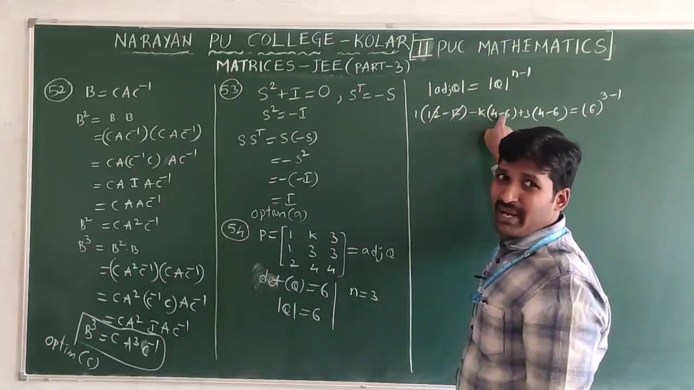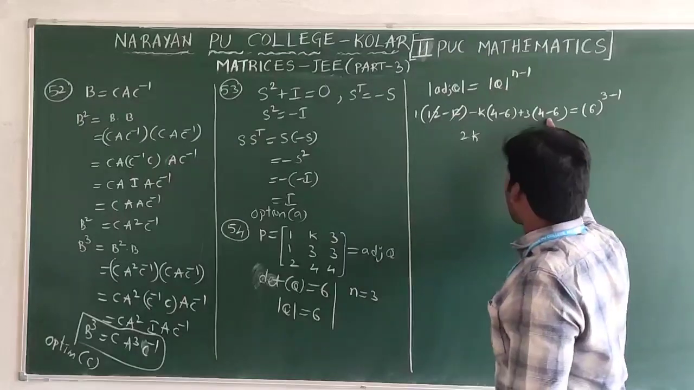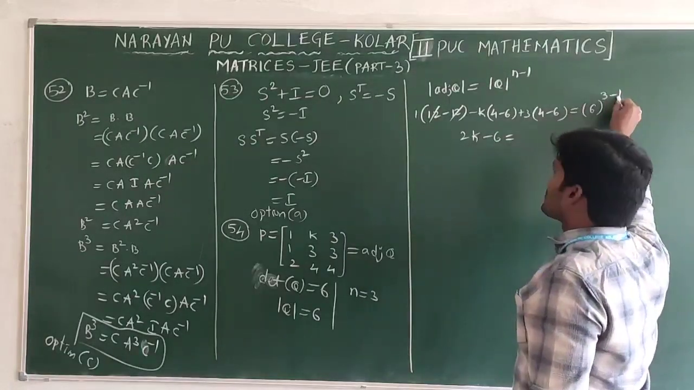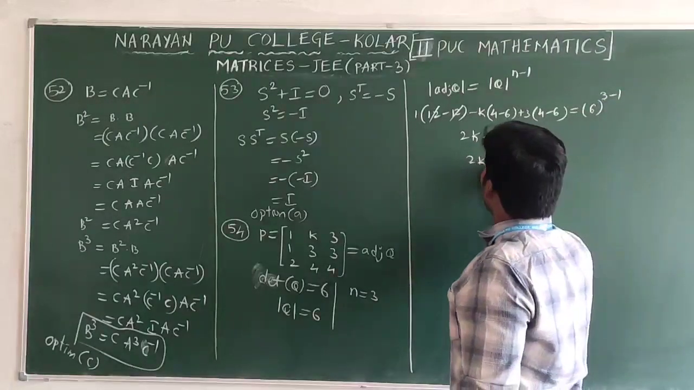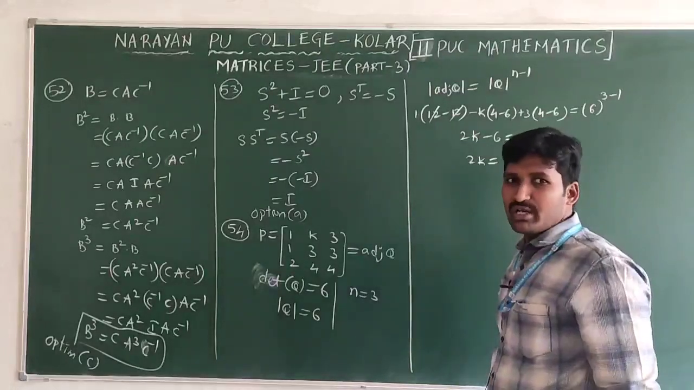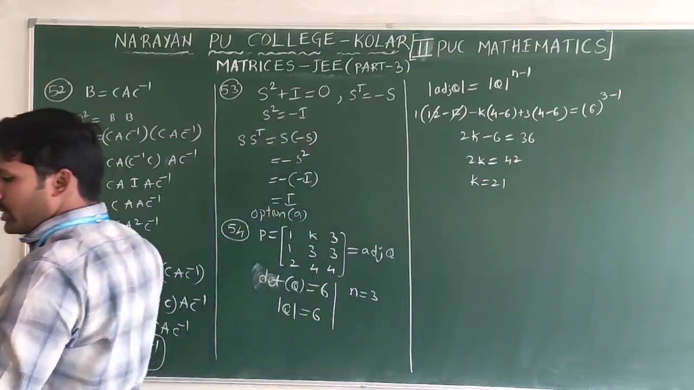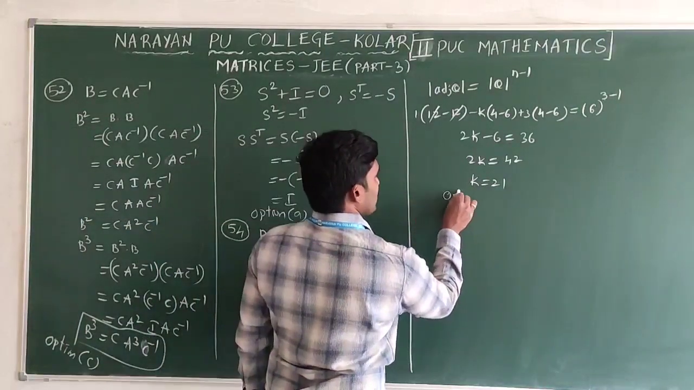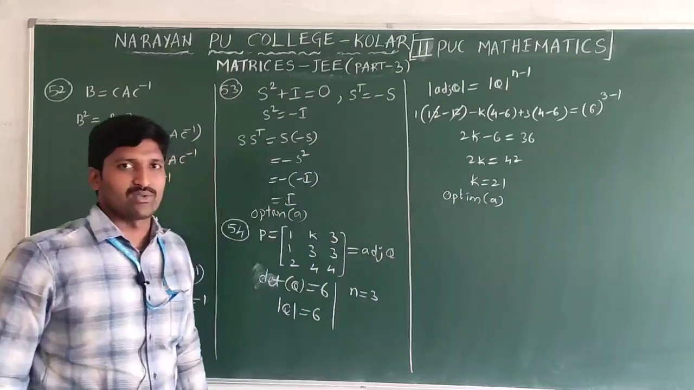4 minus 6 is minus 2, minus of minus, plus 2K. 4 minus 6 is minus 2, minus 2 into 3 minus 6, equal to 3 minus 1 means 2. 6 square means 36. 2K equal to, take the 6 to the right side, it becomes 42. K value you will get is 21. 21 means which option is correct? Option A. Option A is the correct one.